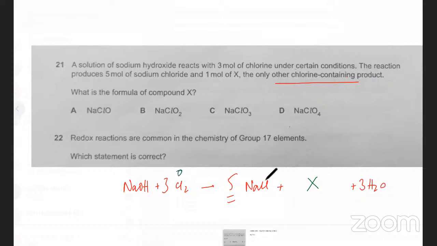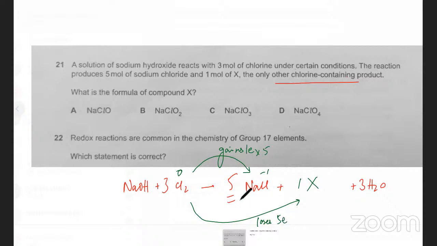Cl goes from 0 to -1. So that means it gains how many electrons? It gains 1 electron. And there are 5 of them, so that means it's gaining 5 electrons in total. The other one should be losing 5 electrons.